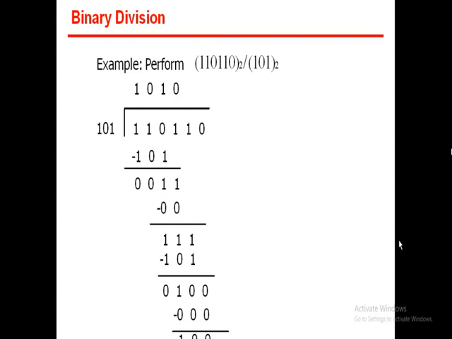So here the number 110 divided by 101. First we know that divisor 101 cannot go into the first 3 bits of the dividend.